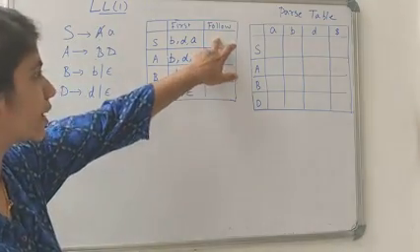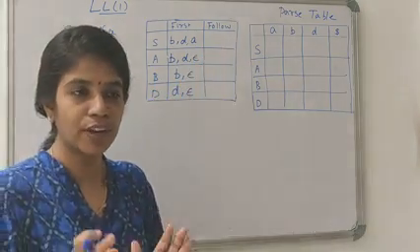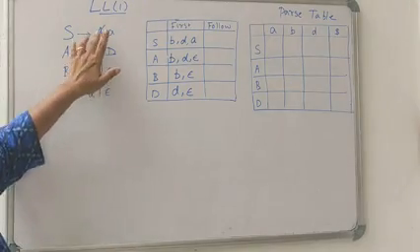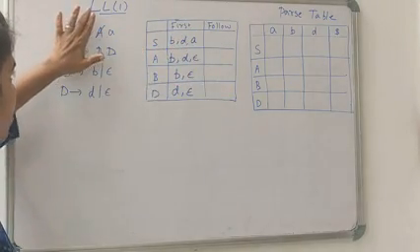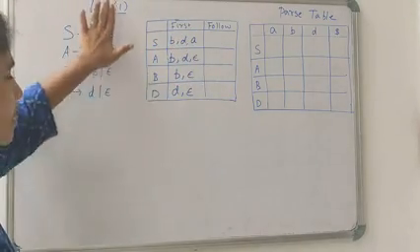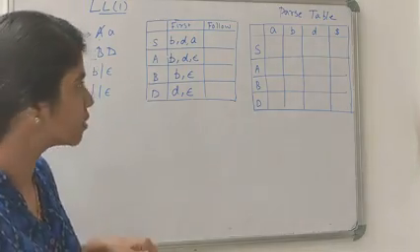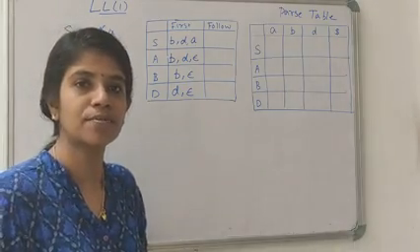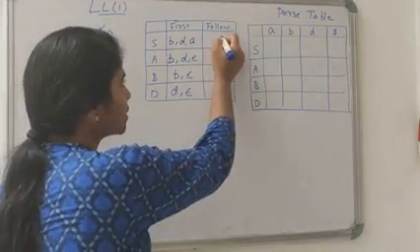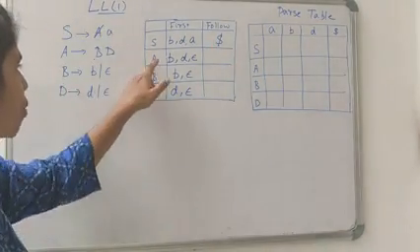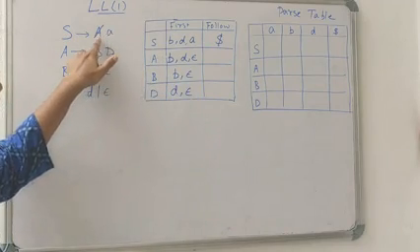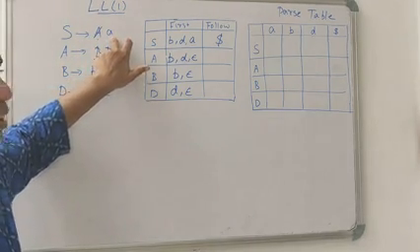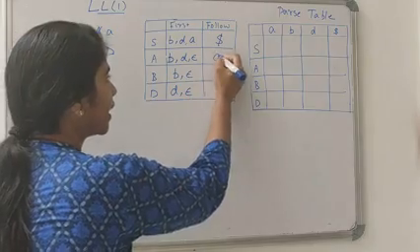Then next you need to take the follow. When you write the follow list, you need to consider the right side of the grammar. So follow of S is, you need to check where S comes in the right side of the grammar. There is no S here. S is our start symbol. So the default follow of the start symbol is $. So follow of S is $. And follow of A, what comes after A in the right side of the grammar? a. It is a terminal symbol. So follow of A is a.